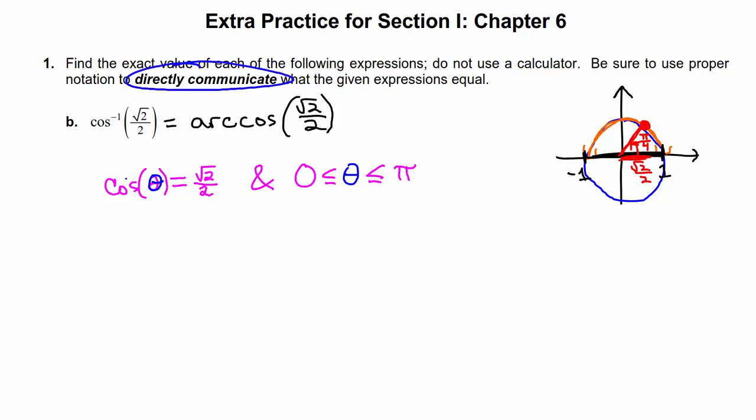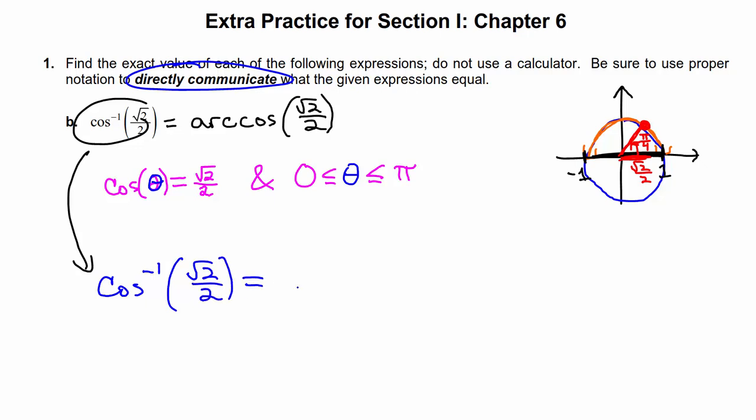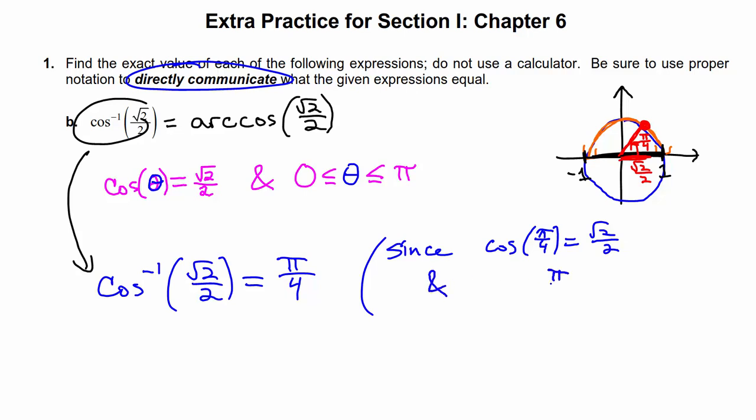So to directly communicate the answer, we'll literally rewrite the given expression, and I'll use an equal sign to communicate that it equals this angle pi over 4. And if you wanted to explain why directly, you could say since the cosine of that angle, pi over 4, equals the desired input value for cos inverse, and that angle is in the desired range.